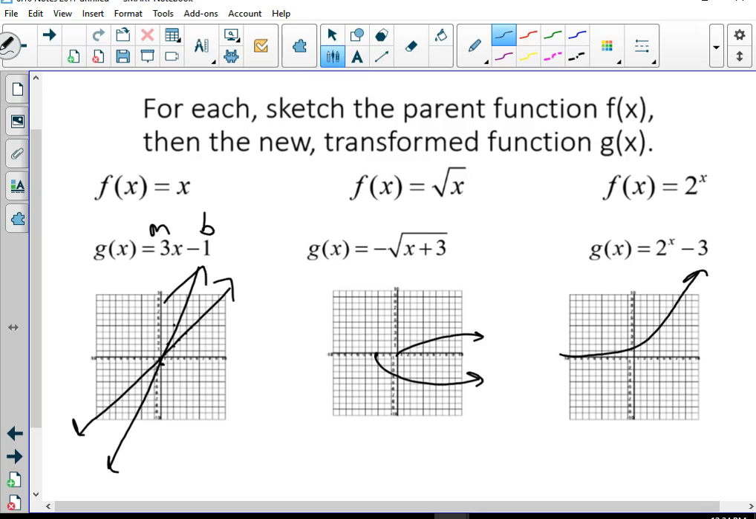Like this. And all we're going to do is drop down 3. That's the only change to it. So it looks almost exactly the same. It's just down 3.